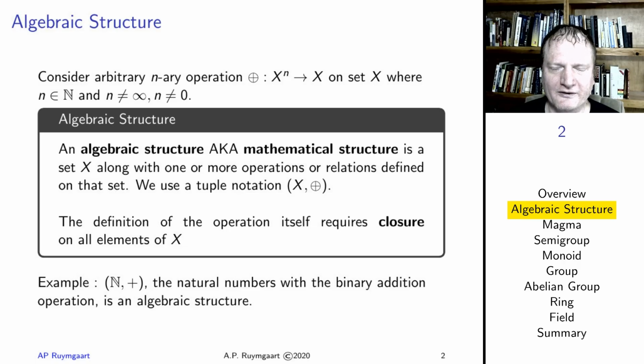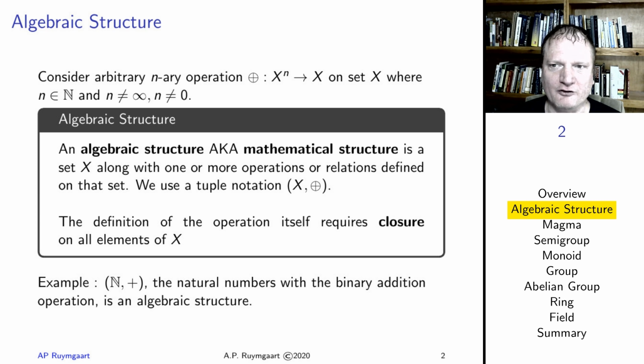So let's define what an algebraic structure is. These are also called mathematical structures. So first, in order to do that, let's consider an n-ary operation on the set X. N-ary means it takes n arguments, where n is a finite number in the set of natural numbers. So we have one or more operations defined on the set X, and we have the set X itself.